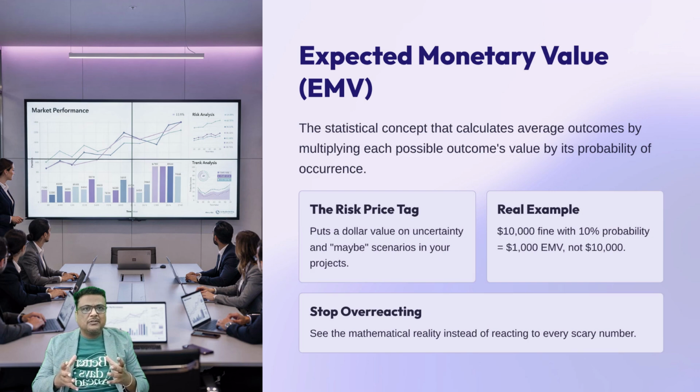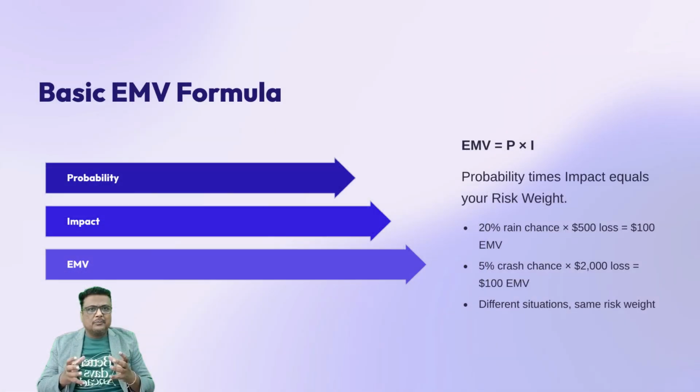So now that we have mastered the idea that EMV is the average cost of a risk, you might be wondering how we actually do the math to find that number. Well, that brings us right into our next step, which is the basic EMV formula. The technical books define this as EMV equals P times I, where P is the probability of the risk occurring and I is the impact or monetary value of that occurrence. To put it simply, it's just likelihood times cost.